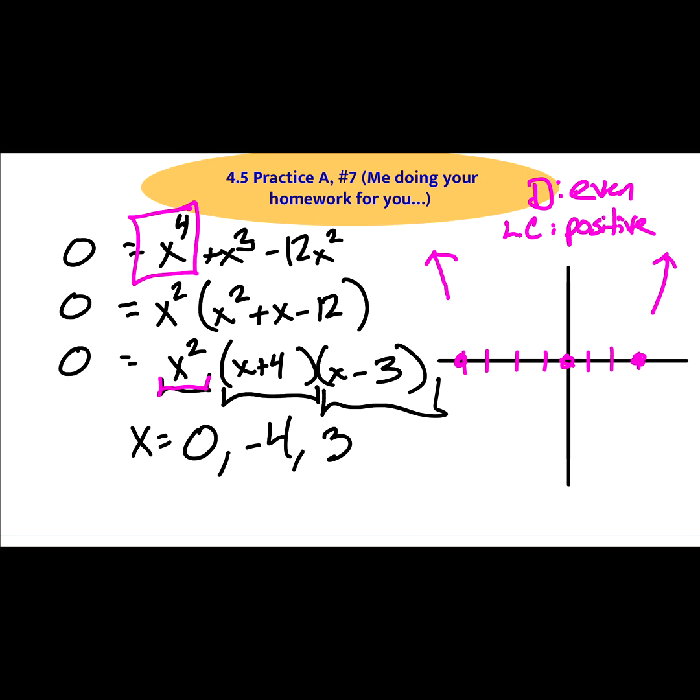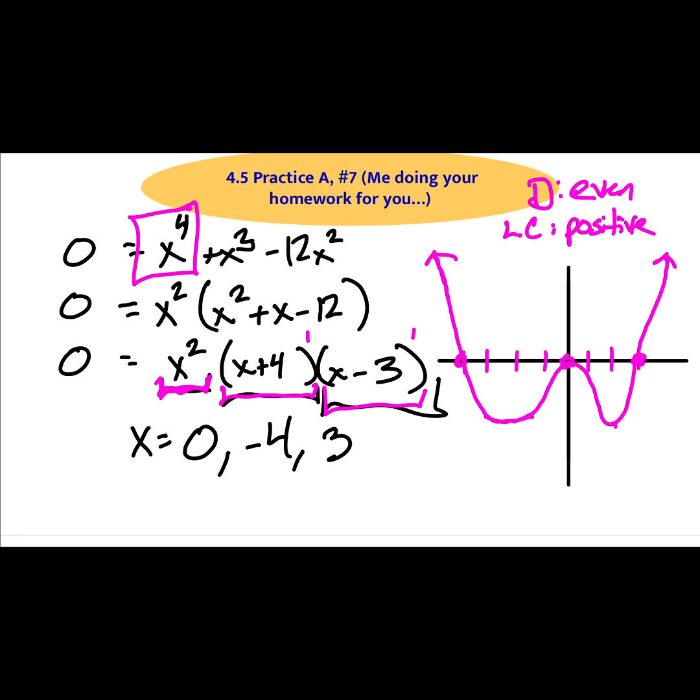Now, like our rule said, if we have something that is raised to an odd exponent, like x plus 4 is, then that means we go through it. So we go through -4. Now when we start to come over to 0, x is raised to an even exponent. So what does that mean our graph does? Does it go through it? No, it just touches and then keeps going. So it touches here, and we keep going. Now we come back to +3, which is raised to an odd exponent, means that we cross it.